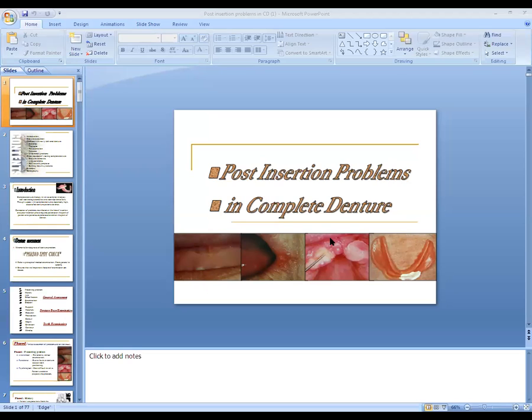So in the last lecture, we have seen about denture insertion. And in today's lecture, we will discuss post-insertion problems.